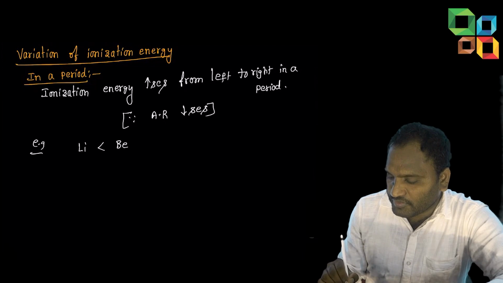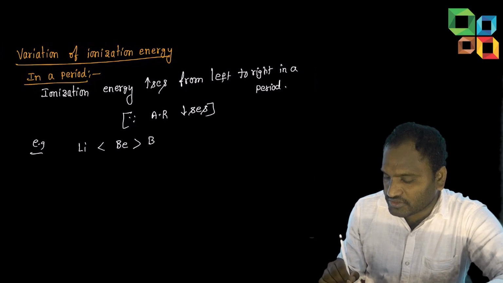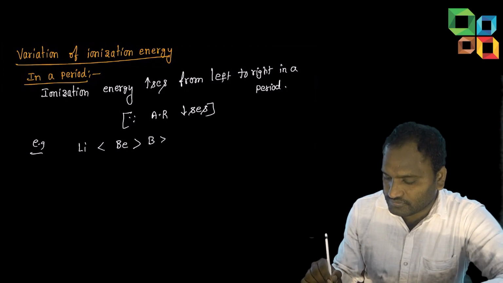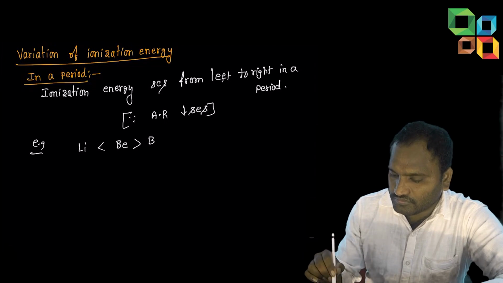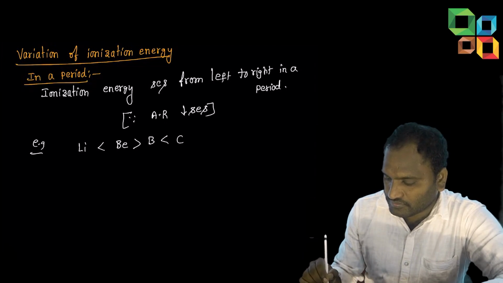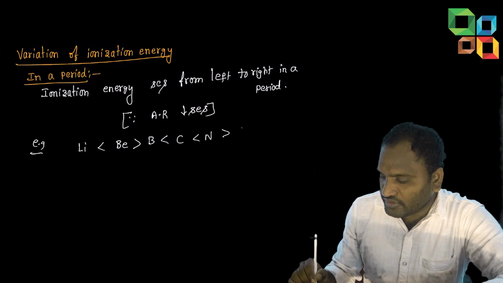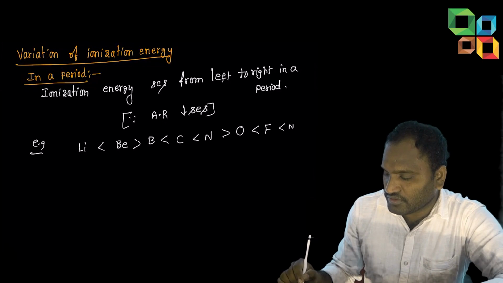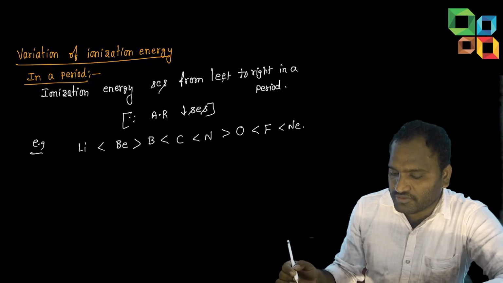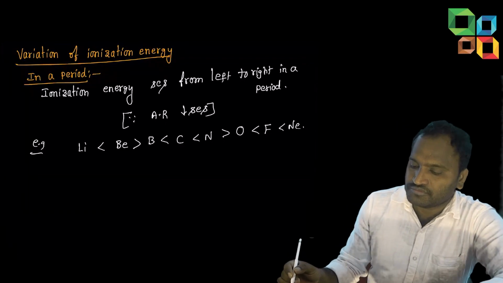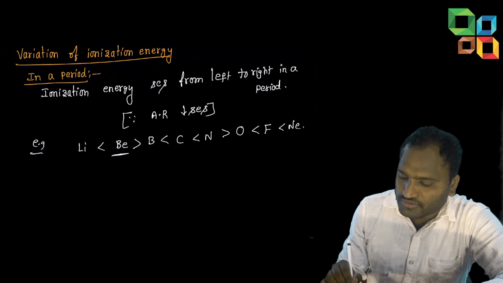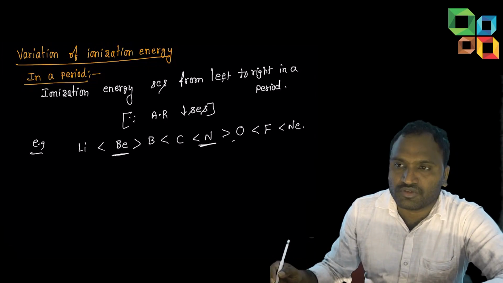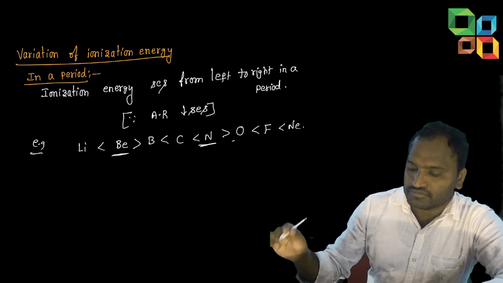Lithium, beryllium has more ionization energy than boron because of the completely filled configuration. Nitrogen is again more than oxygen. Fluorine, neon. Noble gases obviously have high ionization energies because they already have a stable configuration. In this order, they will ask which of the following orders is correct for the given property. Like that, they are asking questions.